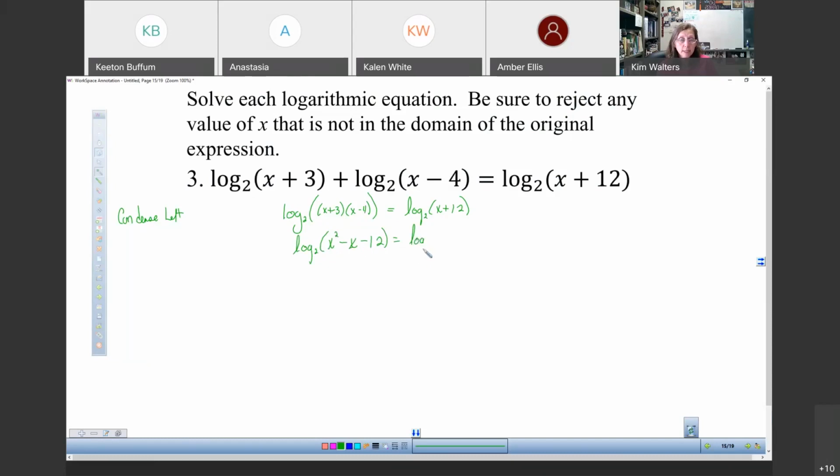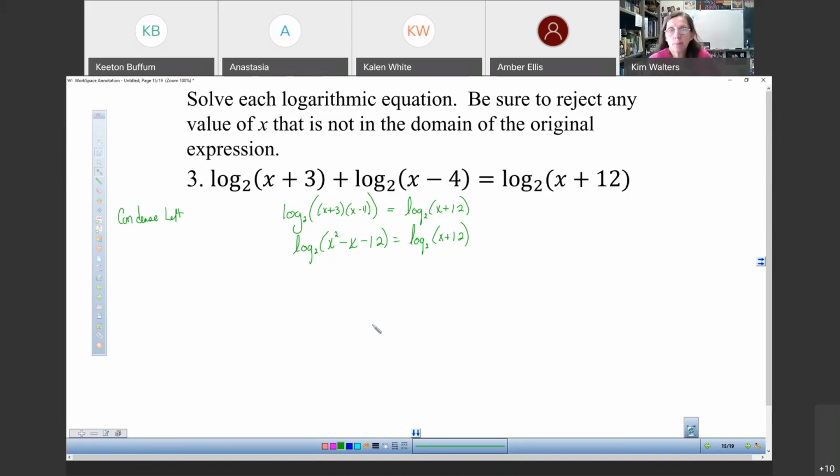I skipped a step in there. I went ahead and multiplied it together and added my like terms. So just multiply those together. And now I have, it's really nice, the logarithm base 2 on one side and log base 2 on the other side. And so I can drop those logarithms.